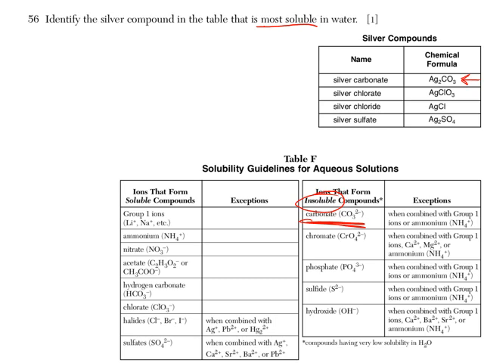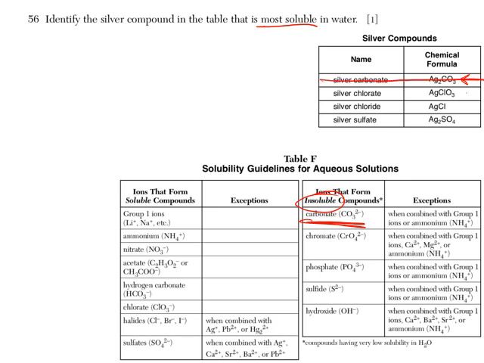So unless it has an exception, it does have some exceptions, but it says the exception is soluble when it's with a group 1 ion, which silver is not, or ammonium, which obviously silver is not. So silver carbonate is not going to be the soluble thing in water.